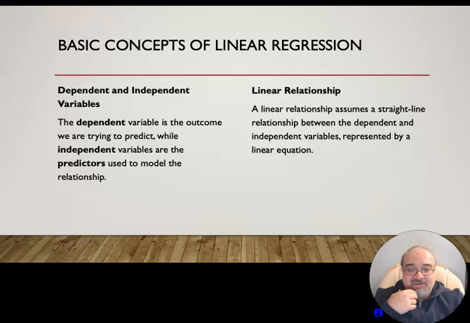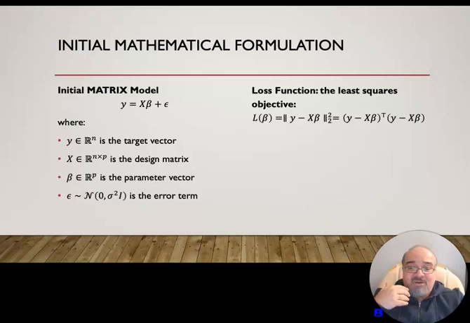All right, let's take a look at this. Here's the dependent variable, the first thing that we'll be looking at. That's what we're trying to predict. And the independent variable or variables, depending on the dimensionality, are the predictors that will help us model the relationship. This concept assumes, of course, a straight-line linear relationship between the dependent and independent variables. That's why we can represent it with a linear equation.